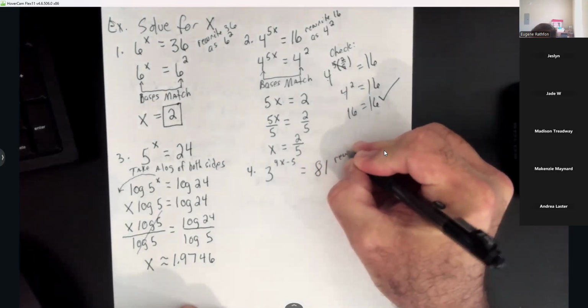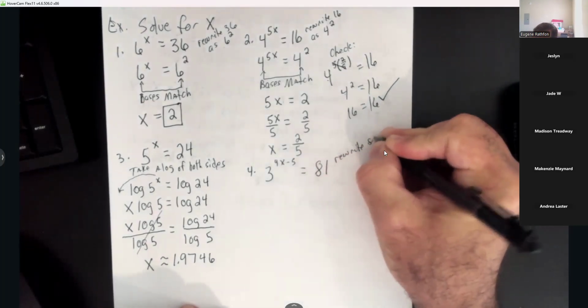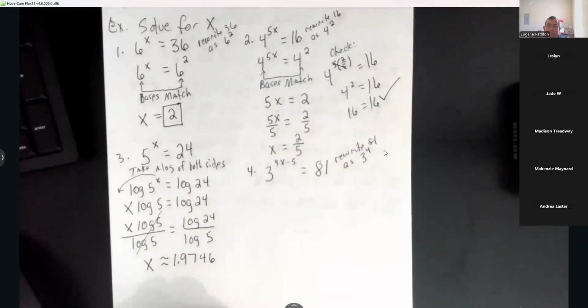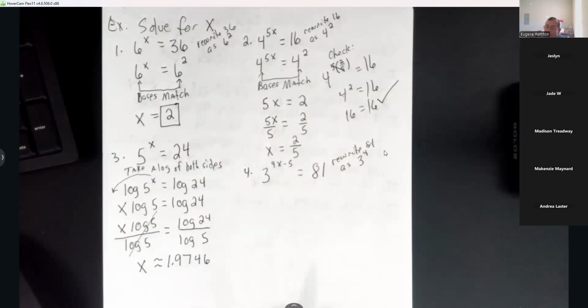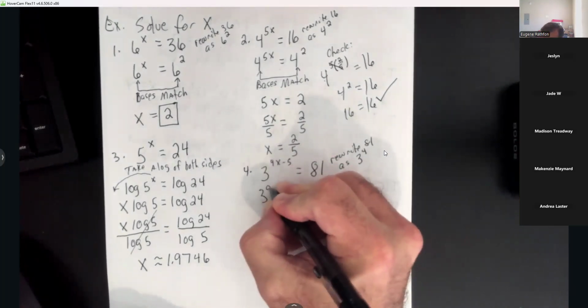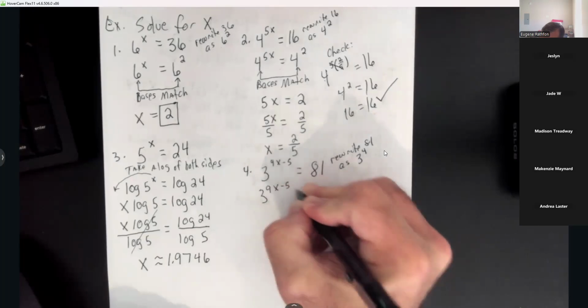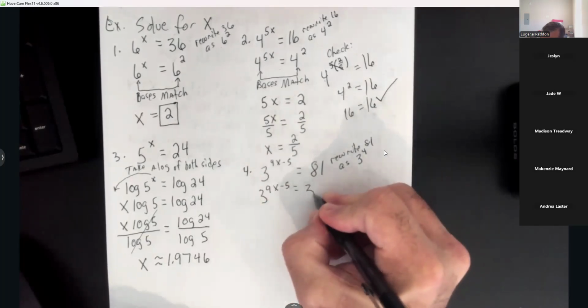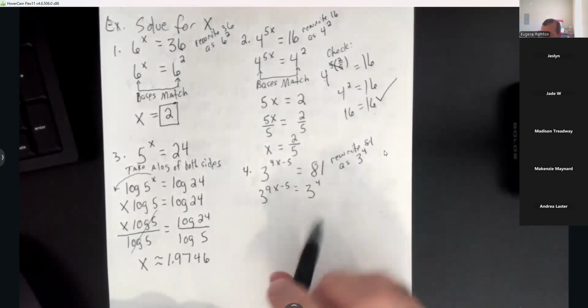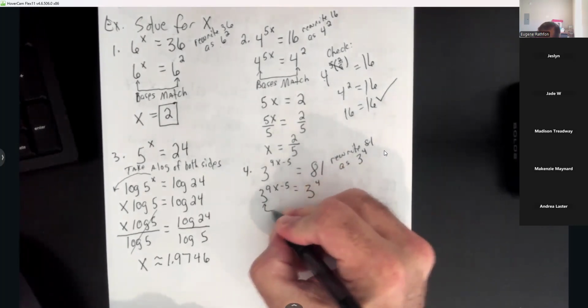So we're going to do that. We're going to rewrite 81 as 3 to the 4th power. And y'all remember, 81 is 9 times 9, and each 9 has 2 threes in it. So altogether, that's 4 threes, right? All right, you also bring this down. 3 to the 9x minus 5 is going to equal 3 to the 4th. So that's nice because now these bases match.